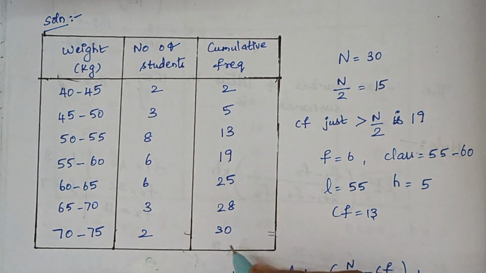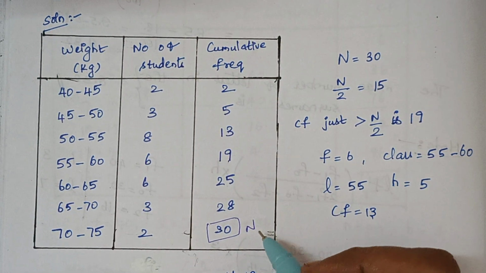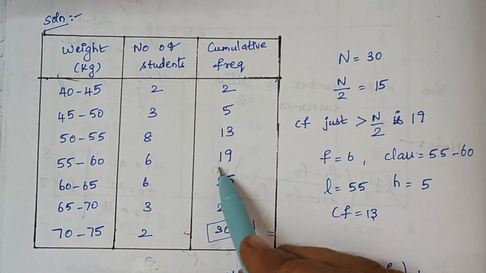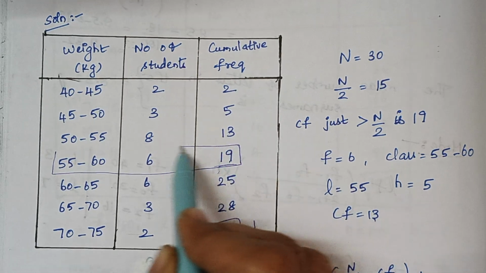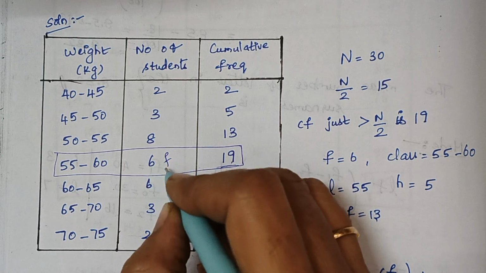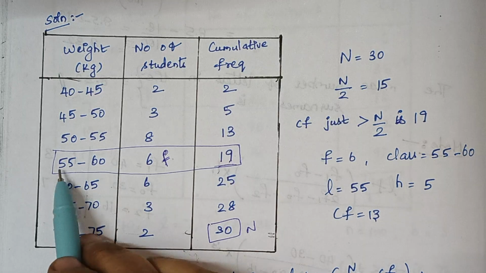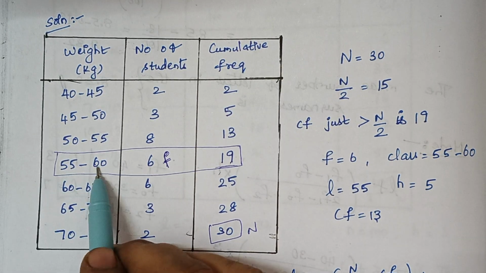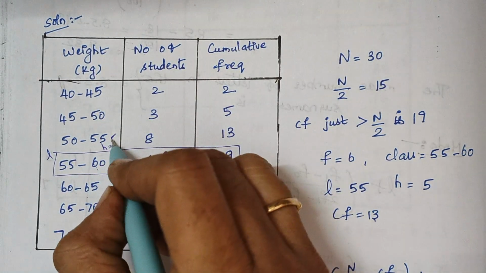So here what is the value of n? The value of n is 30. This is also given in the problem. So what is n by 2? N by 2 is 15. So what is the number which is just greater than 15? So here it is 19. So you have to look at this row. In this row, this is the value of F, and the respective class is 55 to 60. So here the value of L is 55. What about H? H is the difference between these two. So the value of H is 5.